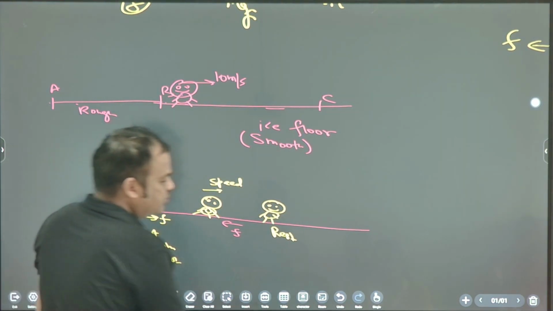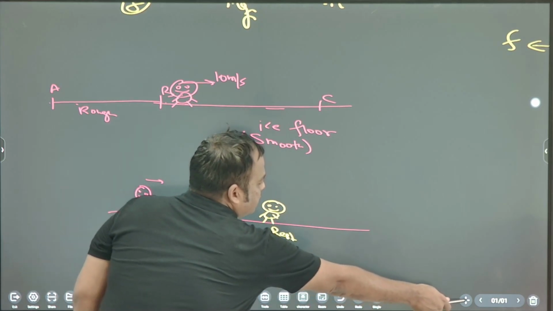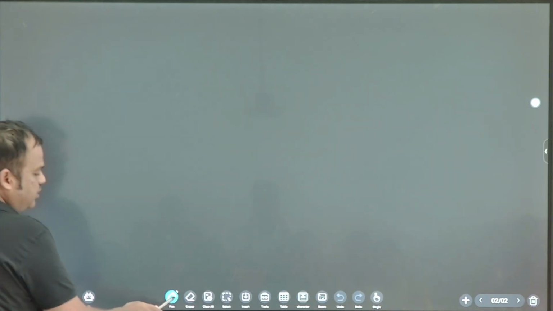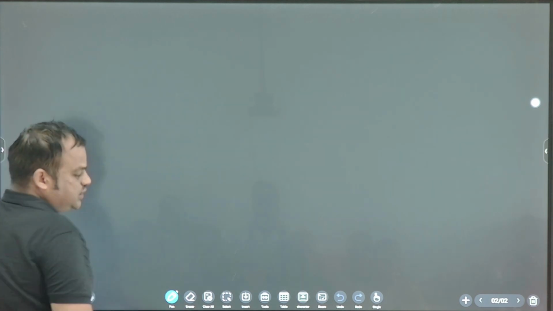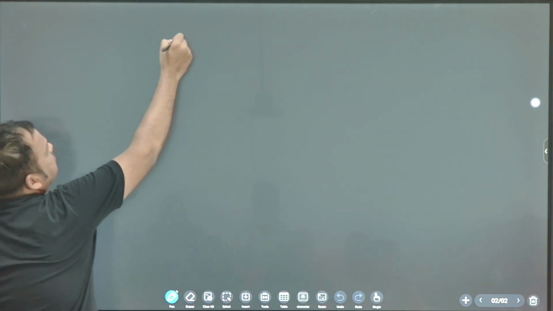is needed. Okay, so that's why we cannot walk on smooth floor. For walking, what type of floor is needed? Rough. Okay, rough floor is needed, like this floor is rough. Rough floor is needed.